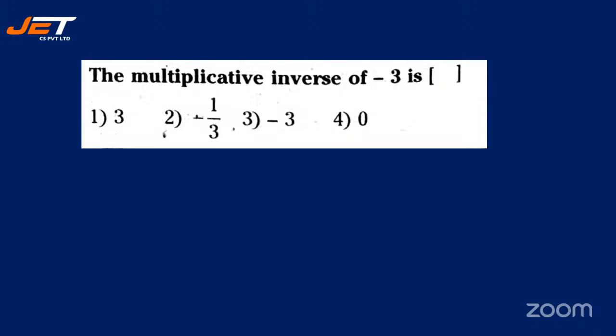Here's the next one. The multiplicative inverse of -3 is... You have to know multiplicative inverse, students. What do you mean by multiplicative inverse? You have to understand. Which one multiplied with a number gives 1. Identity comes. Right? Multiplicative inverse means it's a number which, multiplied with a given number, should result in 1. Identity.